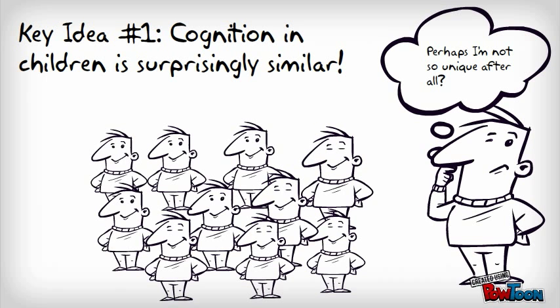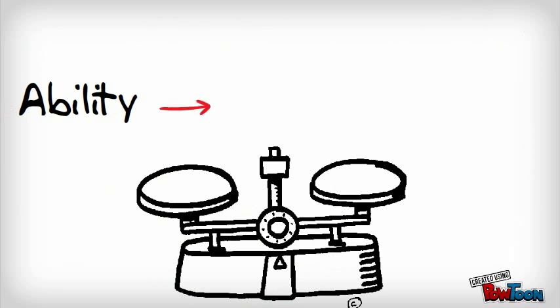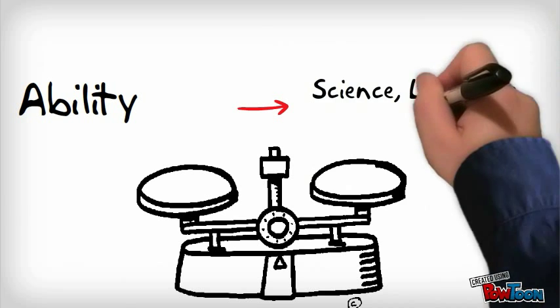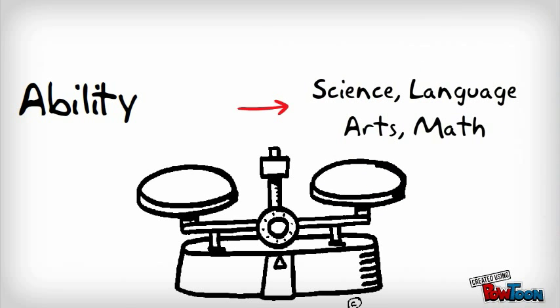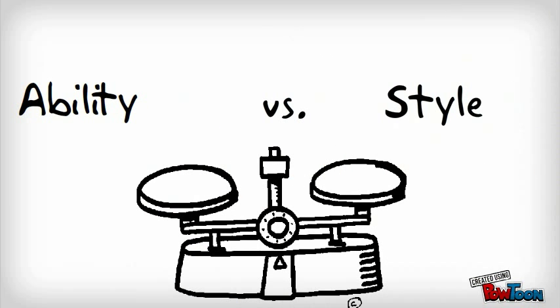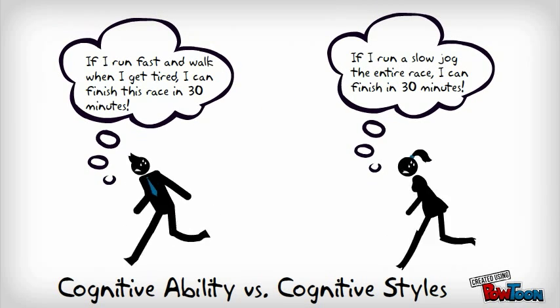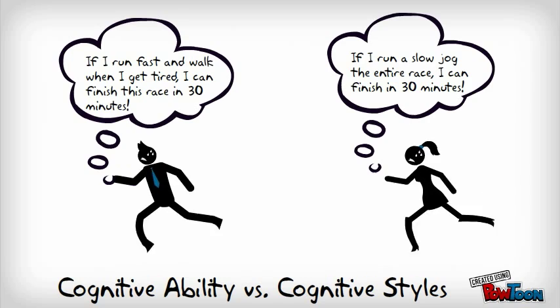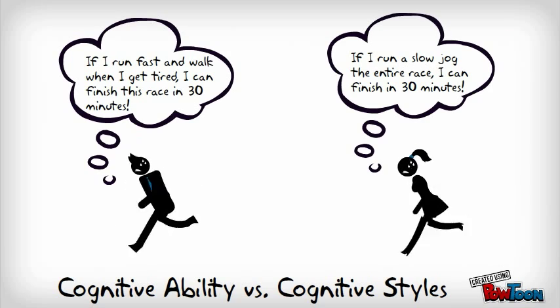Let's break it down. Willingham looks at cognitive ability as how we deal with content, which can be measured by what we know and can do, versus cognitive styles, how an individual thinks and remembers information. To use a sports analogy, 2 athletes might have equal ability, even if they have different styles.